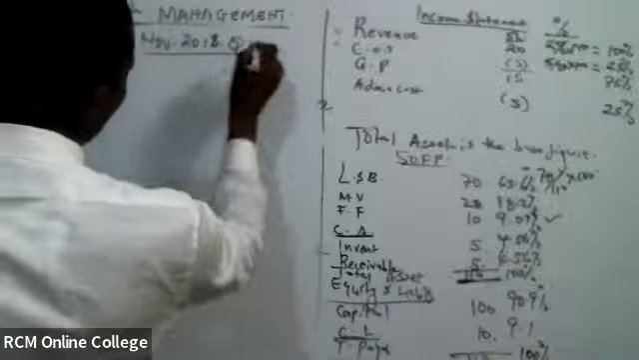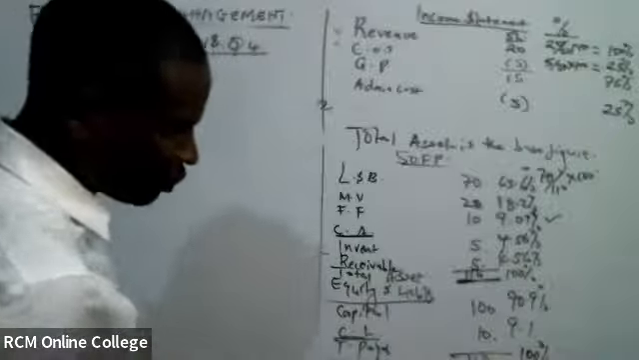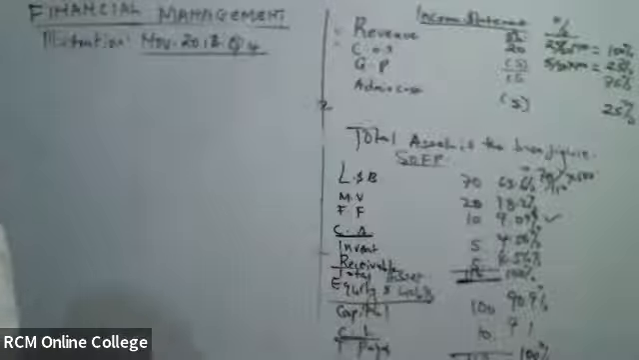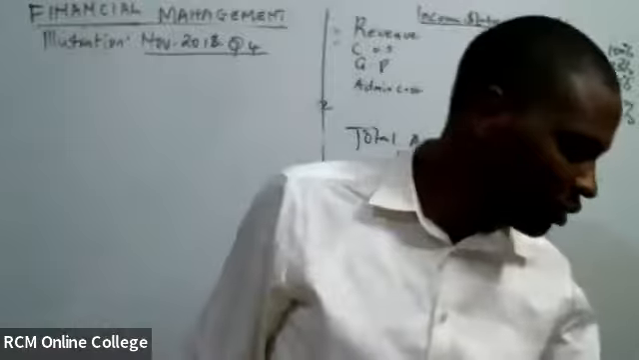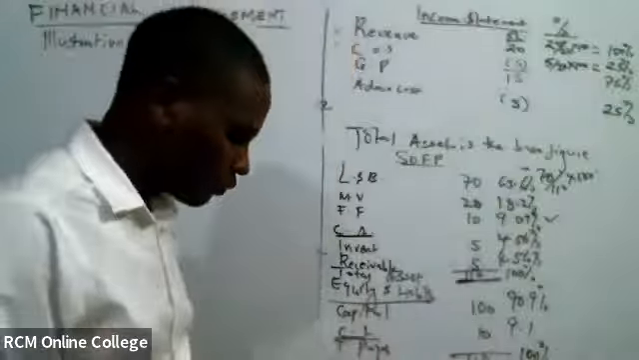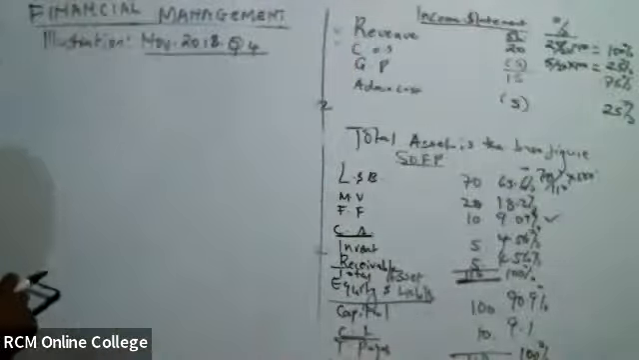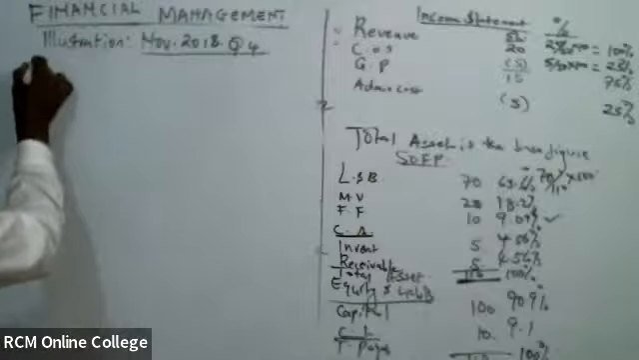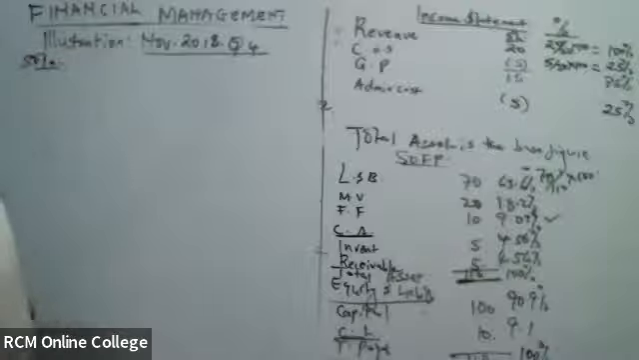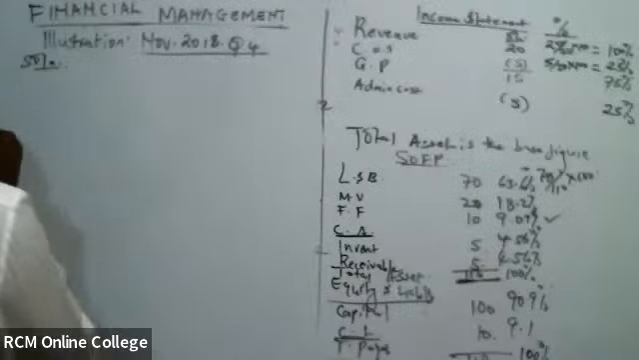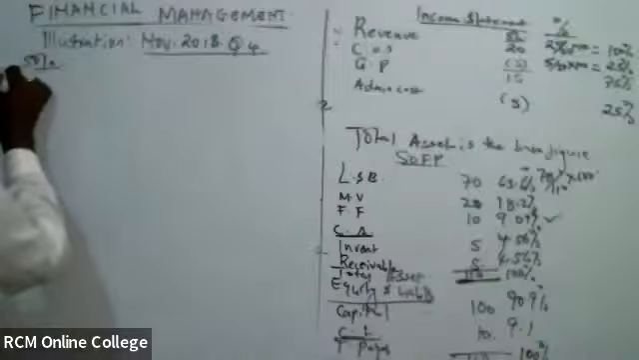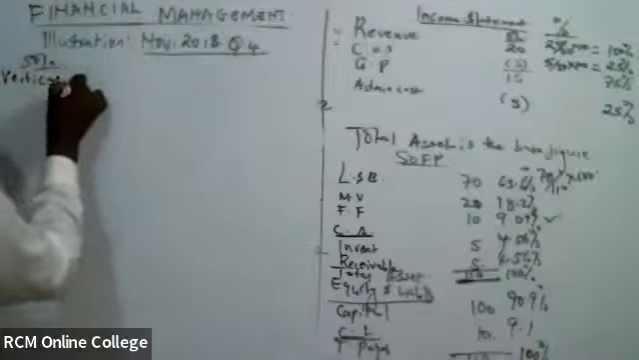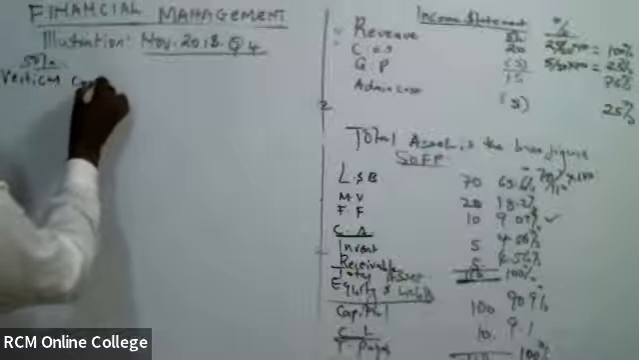So class, if you look at that question, it's just a direct question whereby you're required to evaluate the two companies, ABC Limited and XYZ Limited. So the solution will be a direct one, whereby we are having the vertical common size statement of income.